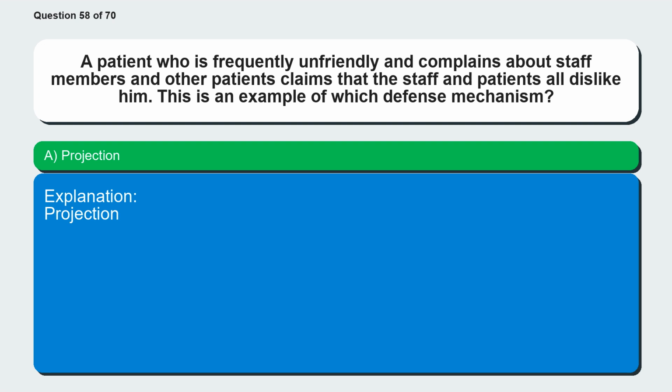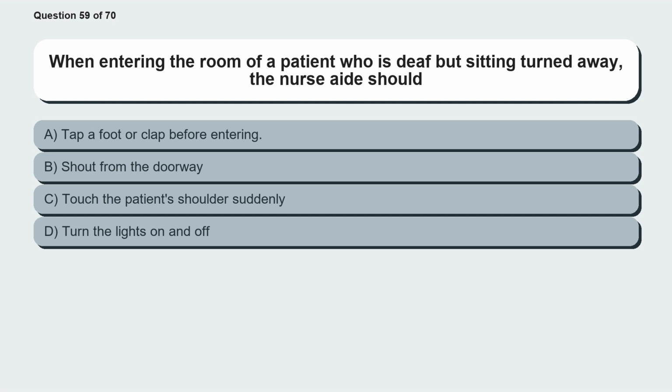Question 59. When entering the room of a patient who is deaf but sitting turned away, the nurse aide should: Option A, tap a foot or clap before entering. Option B, shout from the doorway.